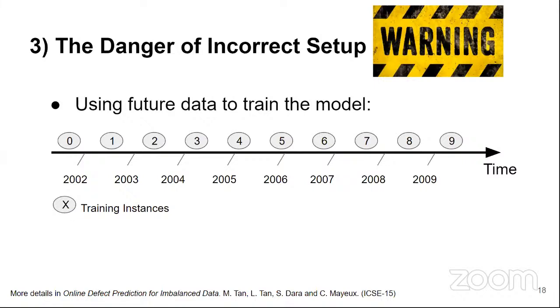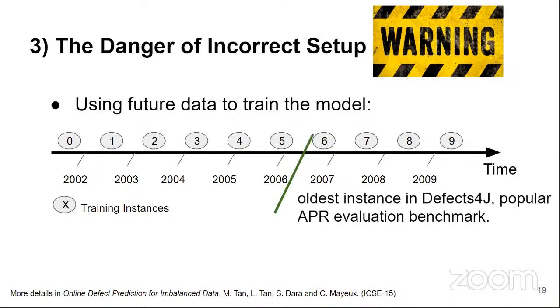The models that we used in Coconut are trained using data extracted from commits from open source projects. And commits are pushed by developers over time. For example, here we have training instance number 4 pushed in 2005, and training instance number 8 pushed in 2008. So if we use this training data to train a model, and then evaluate it, for example, on the oldest bug in the Defects4J dataset, which is from 2006, then we have an incorrect setup, and it's potentially biased toward the trained model.